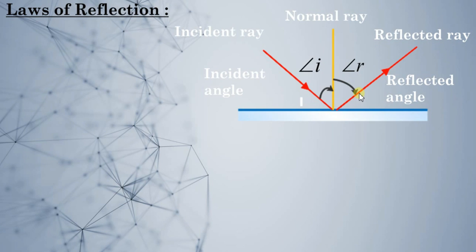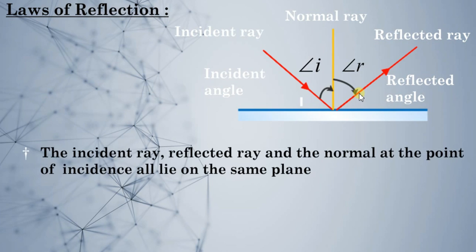Now there are two laws as per your context. But in the earlier old textbooks, we used to have three laws. The second law would be a similar thing, but the representation is in a different way. Now let's see. The first law states that the incident ray, the reflected ray, and the normal at the point of incidence all lie on the same plane.